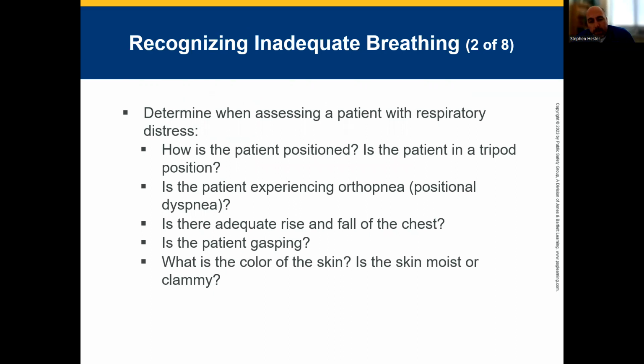So, how's that patient positioned? Do we need to just reposition them? Do we have a supine patient that's laying too far back and maybe gravity's taking effect, and all we really need to do is lift up the head of the stretcher to alter the force of gravity onto the chest itself? Is that patient sitting in a tripod position because they can't sit up straight to open and expand the lungs? Is the patient experiencing orthopnea, where it's positional? Maybe when they stand up or lay flat, their shortness of breath increases. Is there adequate chest rise and fall, or is the patient gasping for air? What's the skin color, and is it moist or clammy?